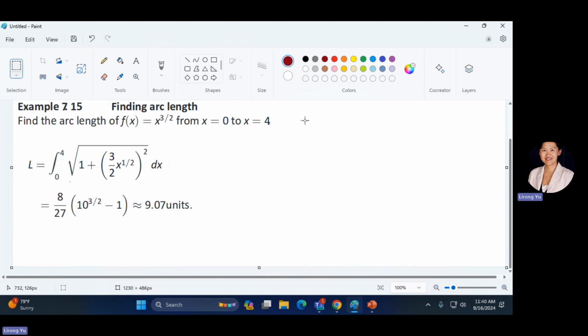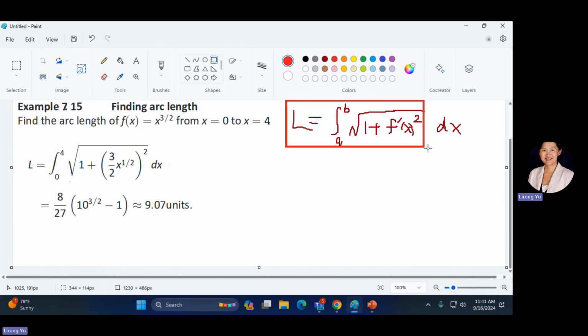So for example, we will have to follow the arc length formula. The arc length formula goes from A to B: the integration of the square root of 1 plus the derivative squared, dx. So that's essentially the formula.